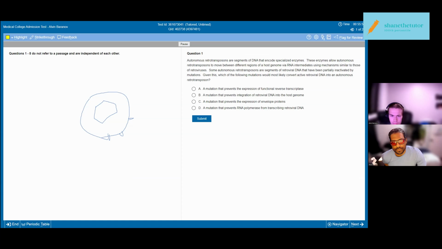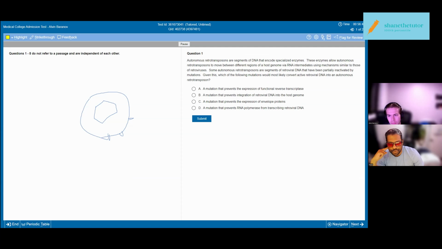So A and B have things that would affect retroviral DNA as well as retrotransposons. I think C would only affect the retroviral DNA, not the retrotransposon, because the retrotransposon moves around within the DNA. It isn't something that necessarily can be moving from one host organism to another. So maybe something with that. Let me see the rest.